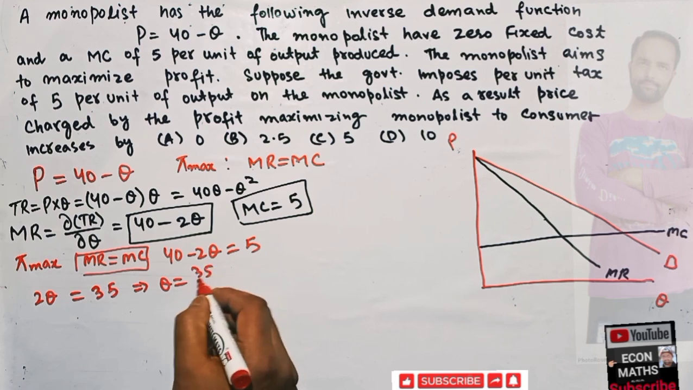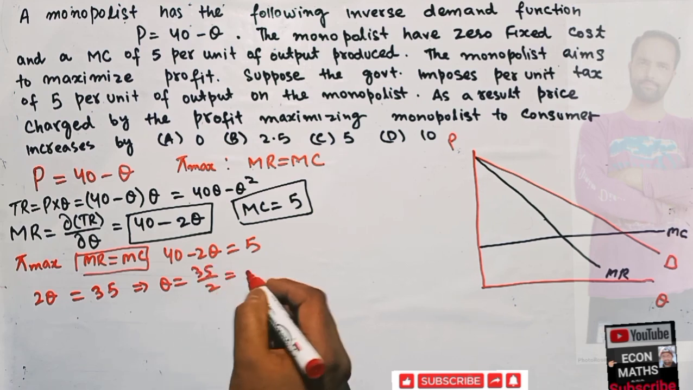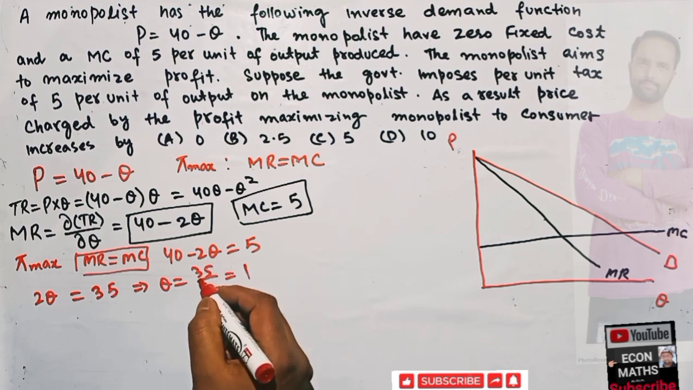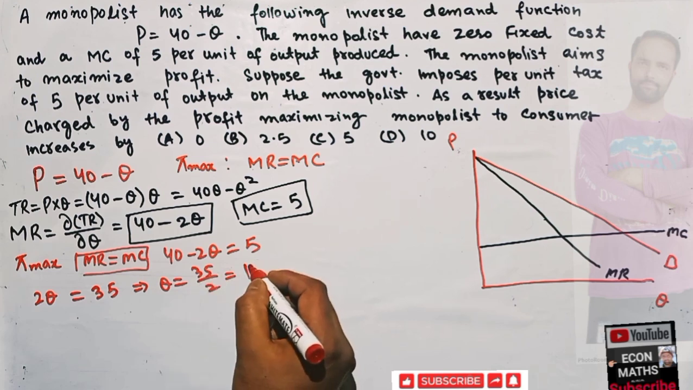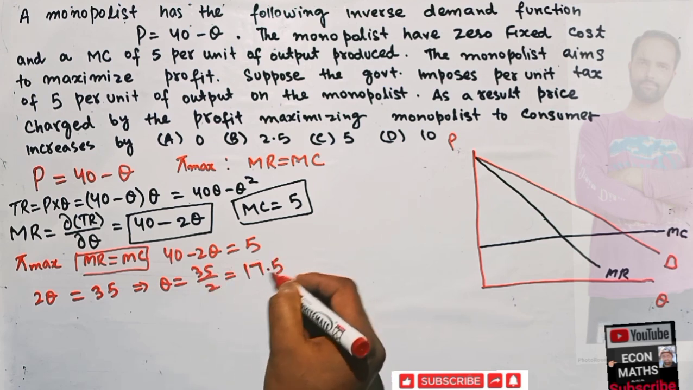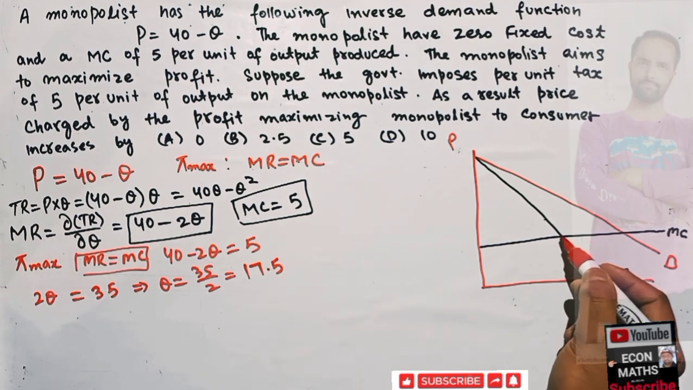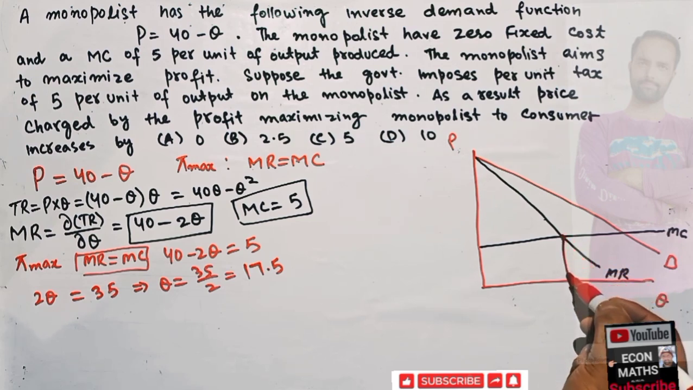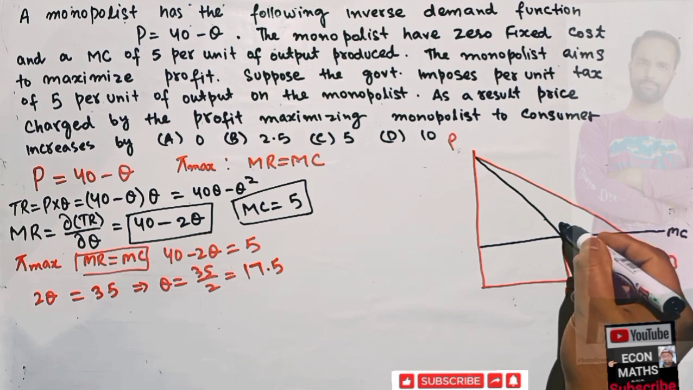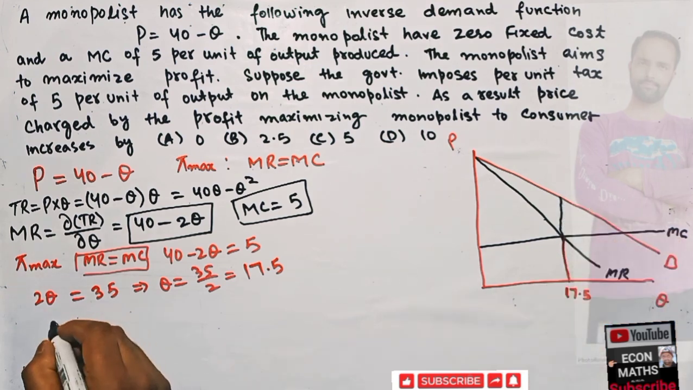to 35 upon 2, which comes out to be 17.5. Okay, so here marginal revenue is equal to marginal cost and quantity produced is equal to 17.5. And what is the price corresponding to this point? So what will be the price?